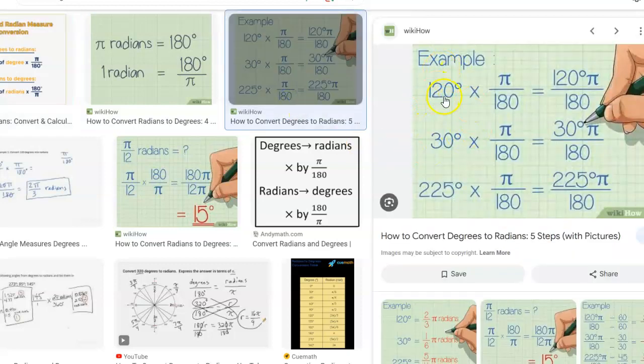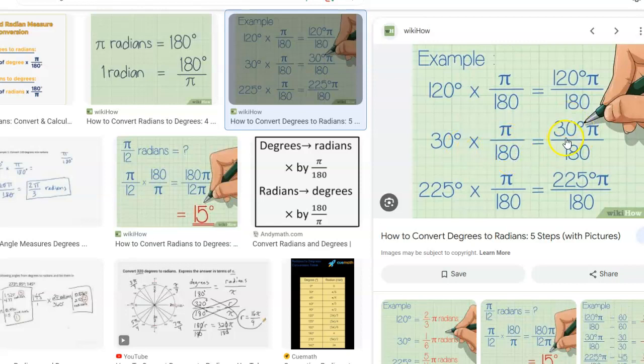So here's some examples, like 120 degrees. You multiply by pi divided by 180, so you'd have 120 pi over 180, and then you want to simplify that. So you would divide by 10, cancel out the zeros, and you'd have 12 over 18, and then you could divide by 3, so then you would have 4 over 6, or, well, 6 would probably be better to divide by, right? Yeah, because 6 goes into 12 and 18, so then you'd have 2 over 3, so it'd be 2 pi over 3.